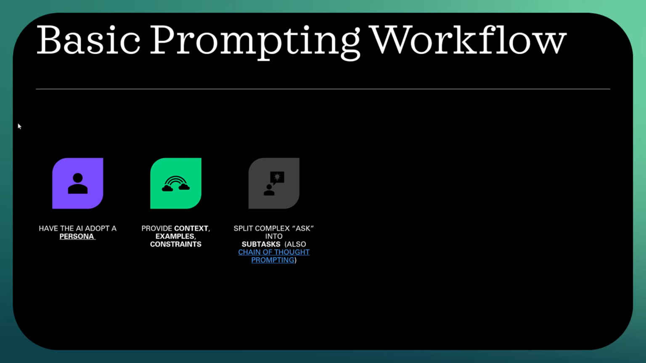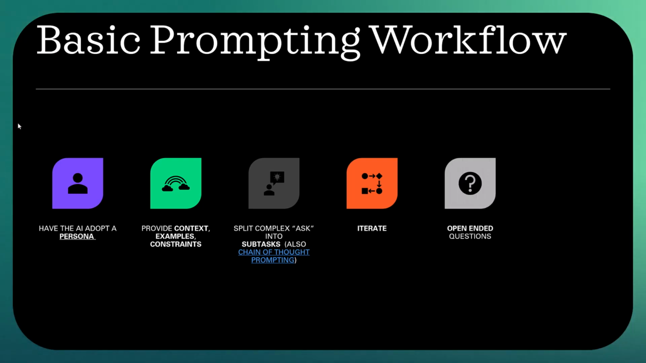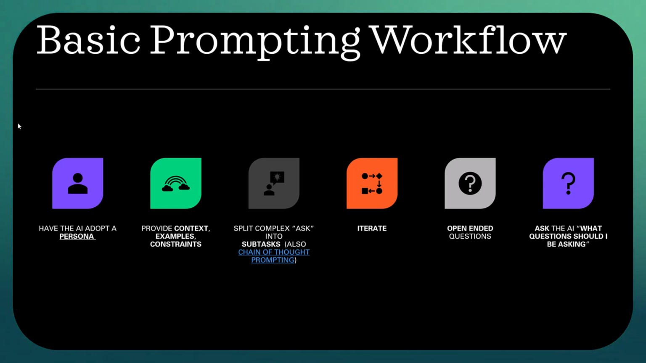Then you can think about ways of splitting specifically a complex task into subtasks. There's also a technique called chain of thought prompting, which will go through multiple iterations. That is the next step, which is iterate. You make sure that you ask multiple ways, you ask it multiple times, and you're going to get much better results. Finally, ask open-ended questions, and related to that, ask the AI, what questions should I be asking? And you're going to get a much better set of iterative process that you can use with your prompt engineering.